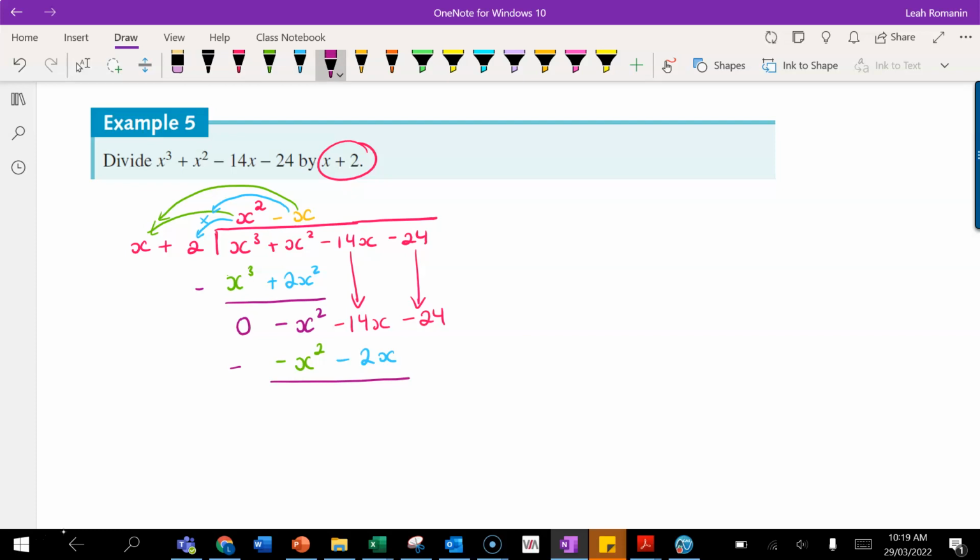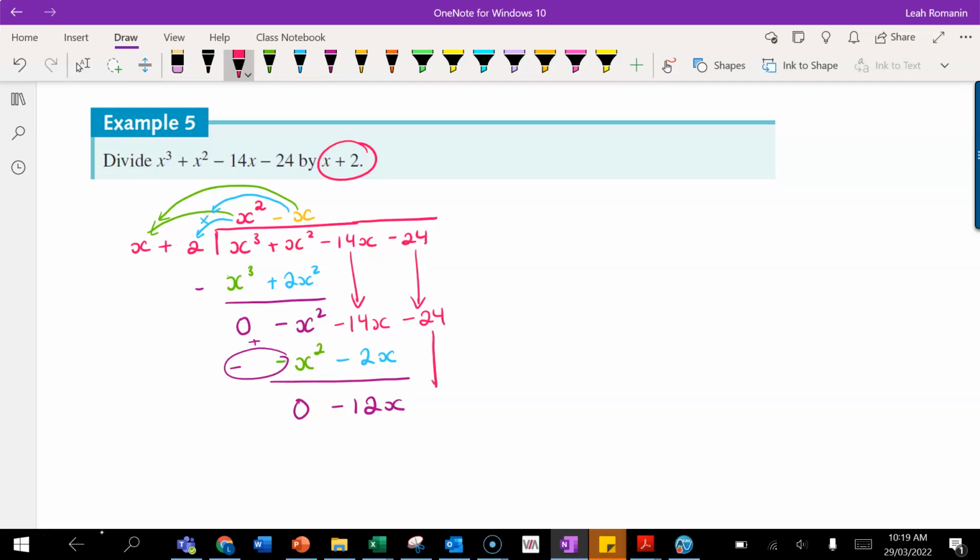Okay, so again, we're subtracting our two numbers. So negative x squared minus negative x squared is going to be 0. And again, you're watching your negative. So this negative and negative becomes a positive, which is how I get these two cancelling out. Negative x squared plus x squared is going to cancel out to 0, which is great. Then I'm ending up here. So my negative 14x minus negative 2x, again, I'm going to get a plus happening here. So negative 14x plus 2x, I'm going to end up with negative 12x.